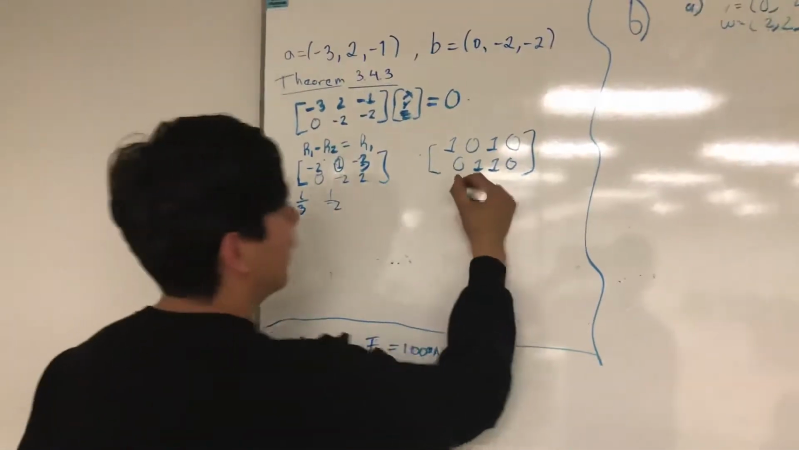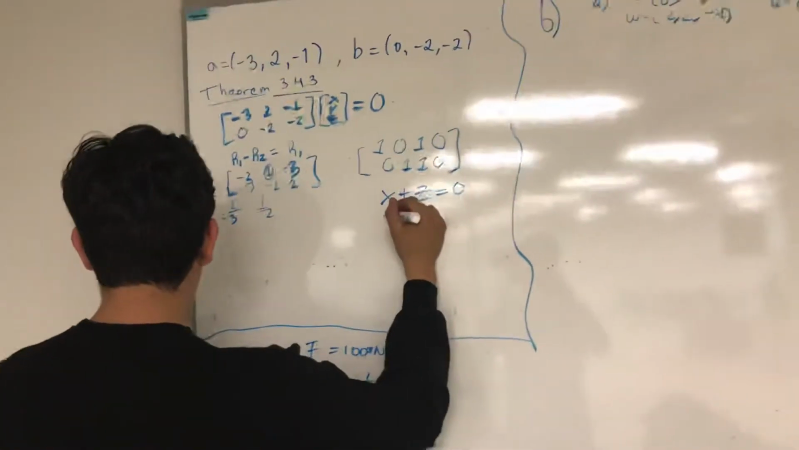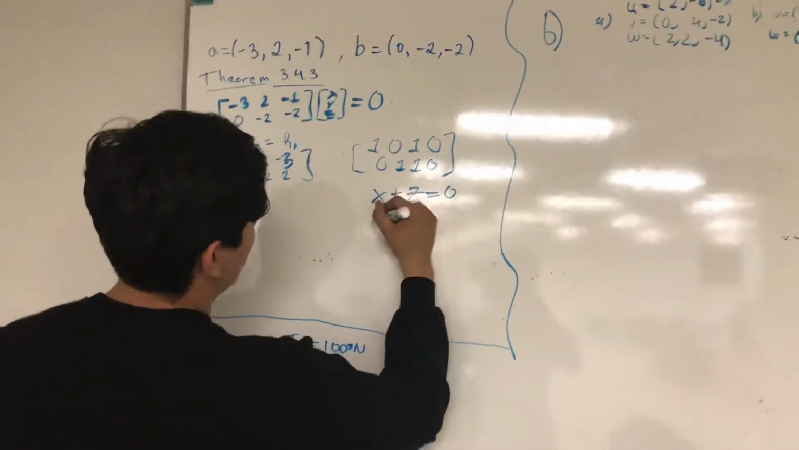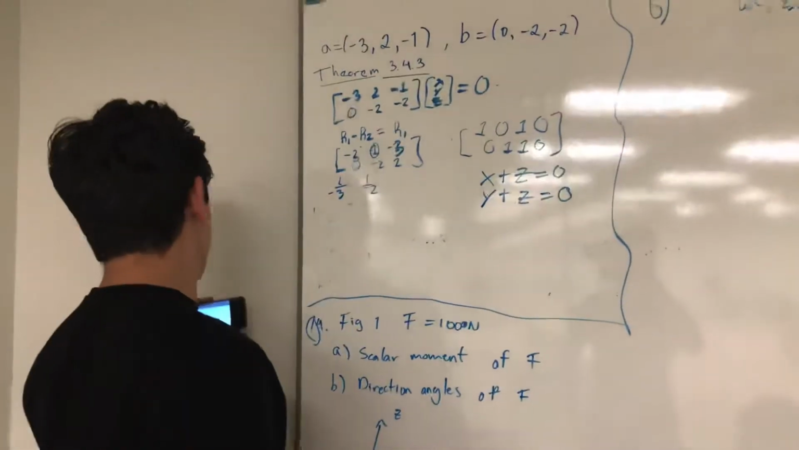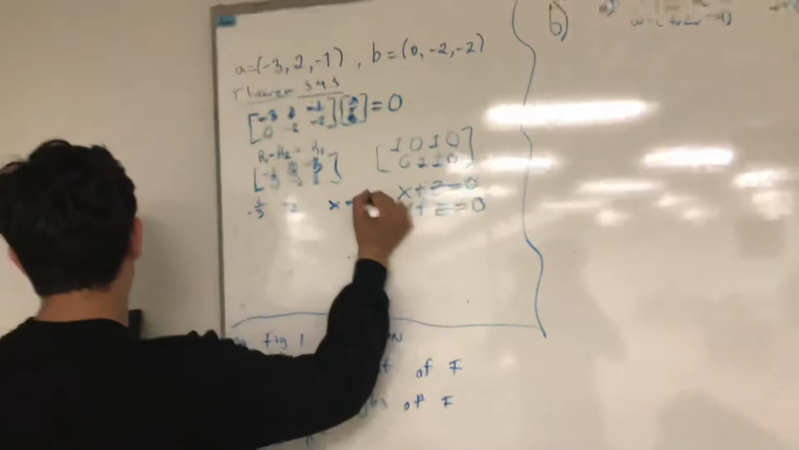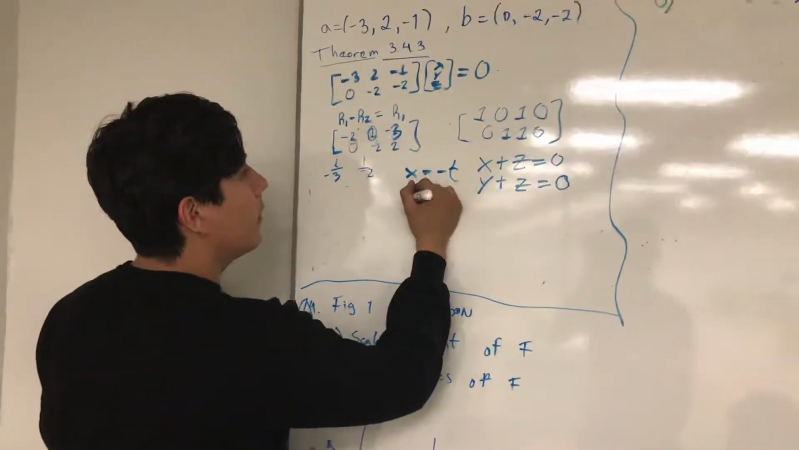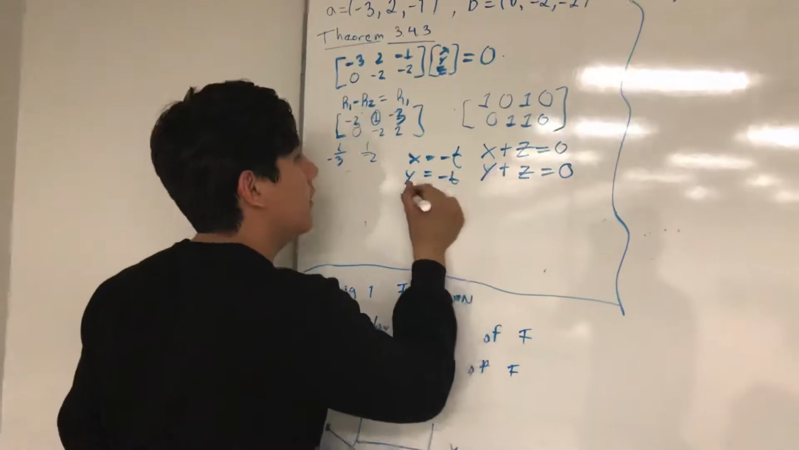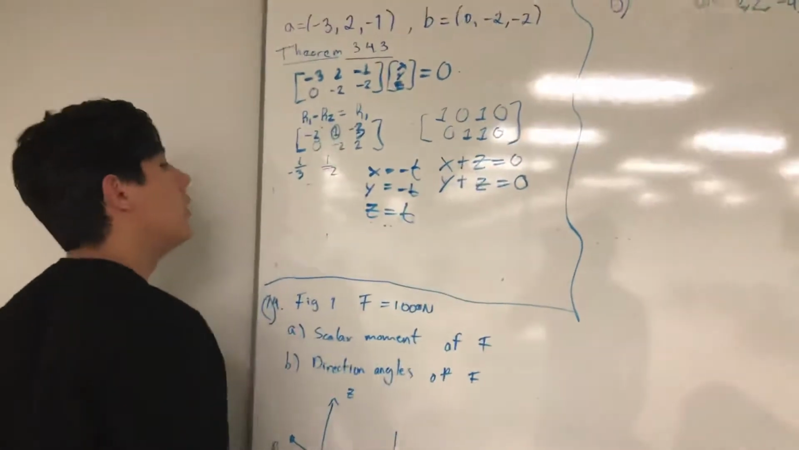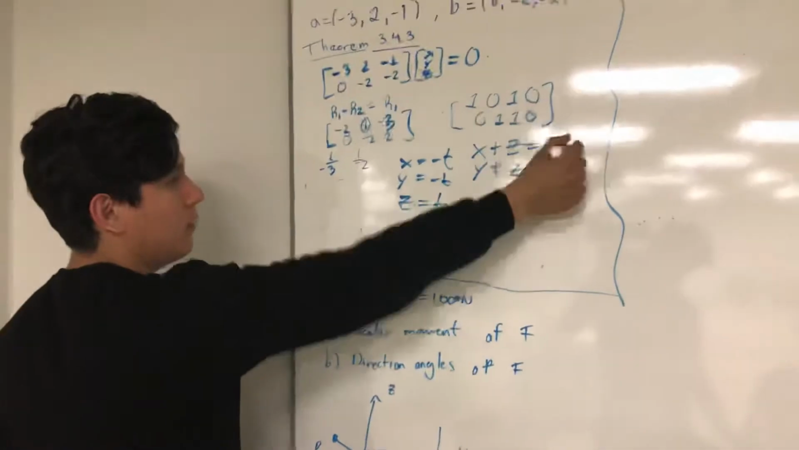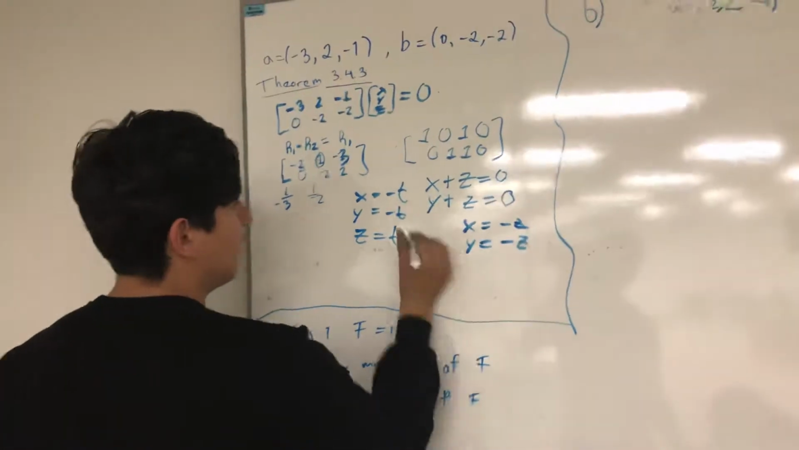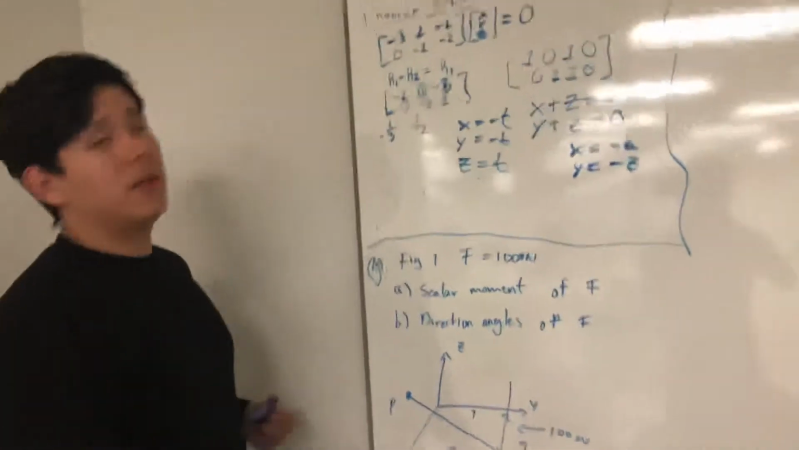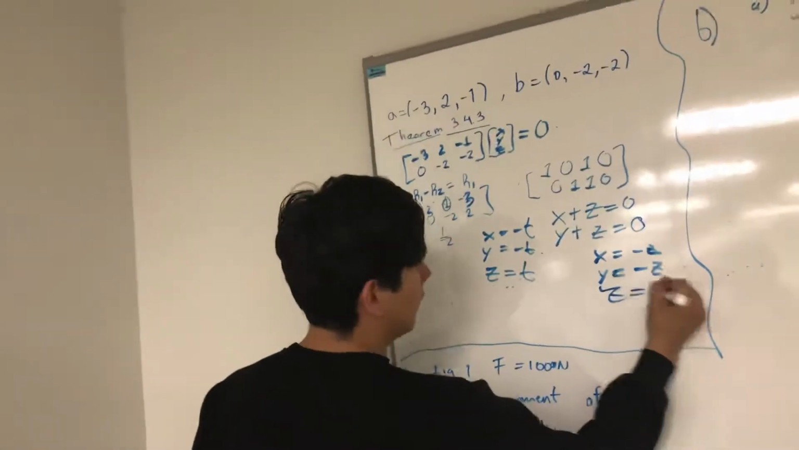So this tells us that x plus z is 0, and y plus z is 0. So in this case, we can tell that x is equal to -t, y is equal to -t, and z is equal to t. By moving our terms, it will be x minus c and y minus c. That's why we substitute our c variable, leaving z equal to c.